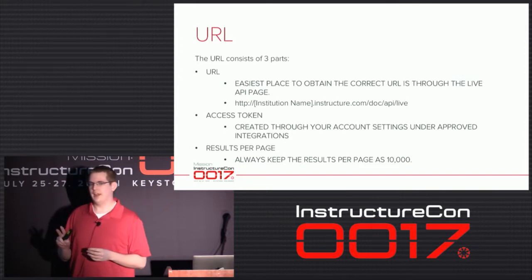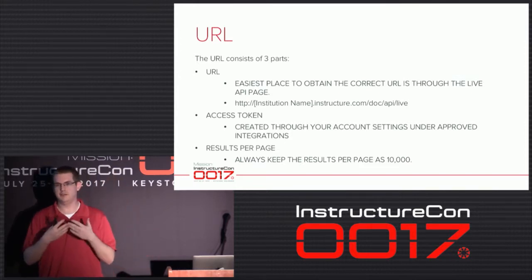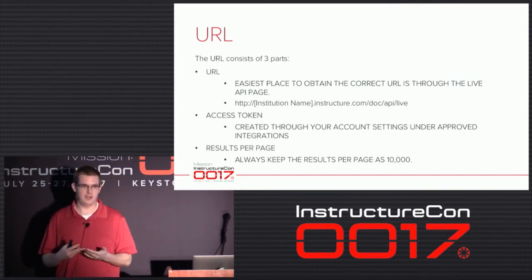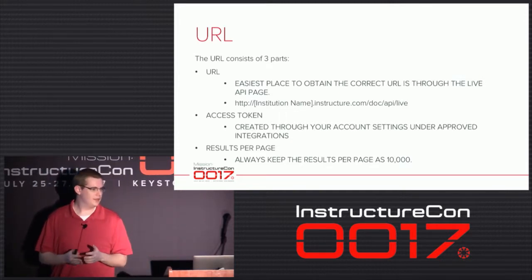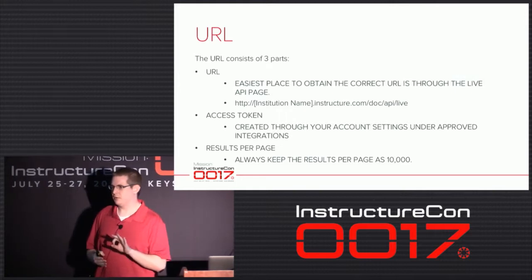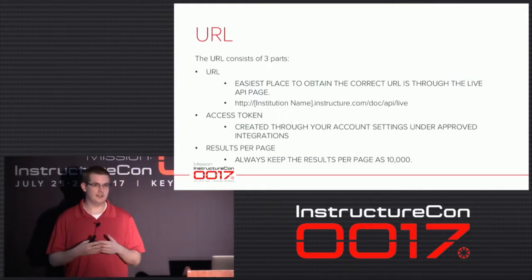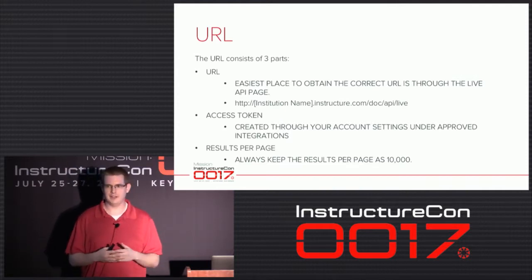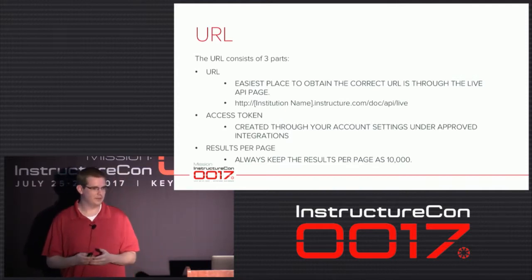The second thing you're going to need, an access token. Basically, you're going to need to give this permission to actually grab information from Canvas. You'll get that through your settings, through Canvas. And then the third thing that it needs is the number of results per page. I just set it at 10,000, so I never have to change it ever. You can set it to a custom number, but leaving it as a large number, you're never going to run out of space.